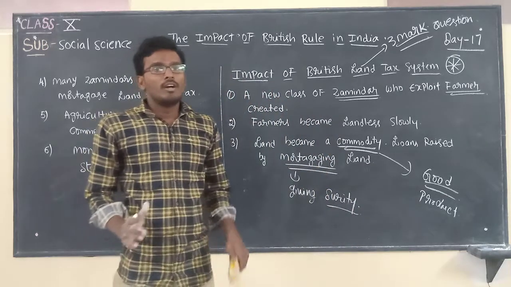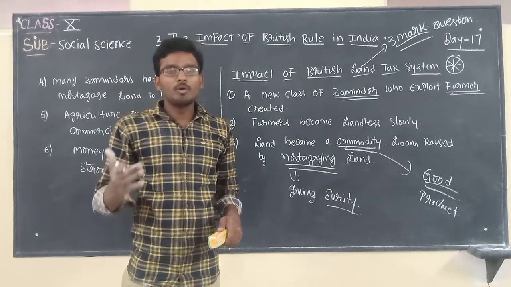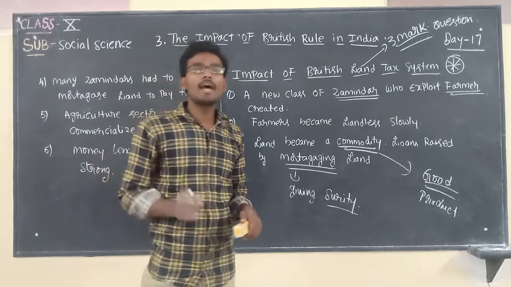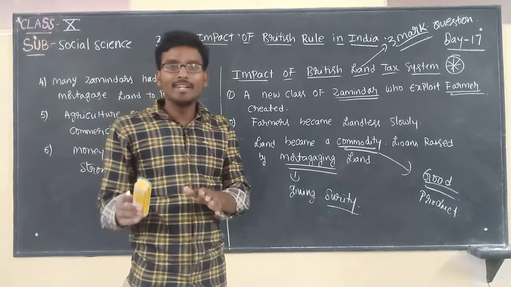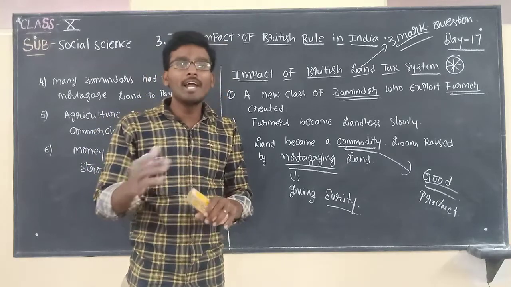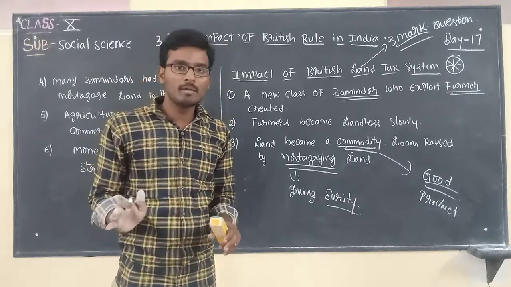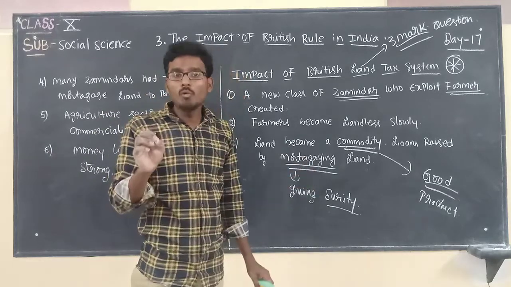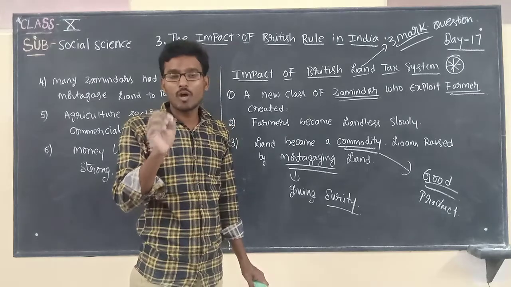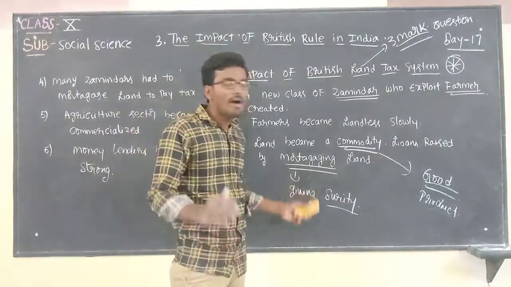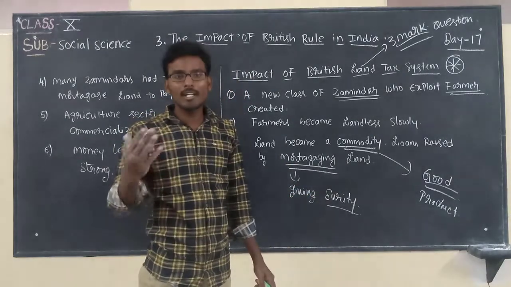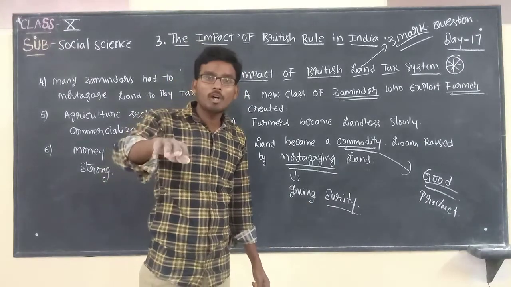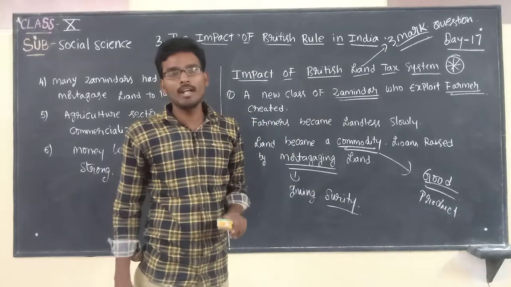For example, you may go to a bank and request the bank manager to give you a loan. The bank manager will ask for some documents related to your land or your building, whatever it may be. That is known as mortgaging. So if you want to get a loan from one person, you have to mortgage your land. Mortgage means you have to give surety of your land documents to that particular person.